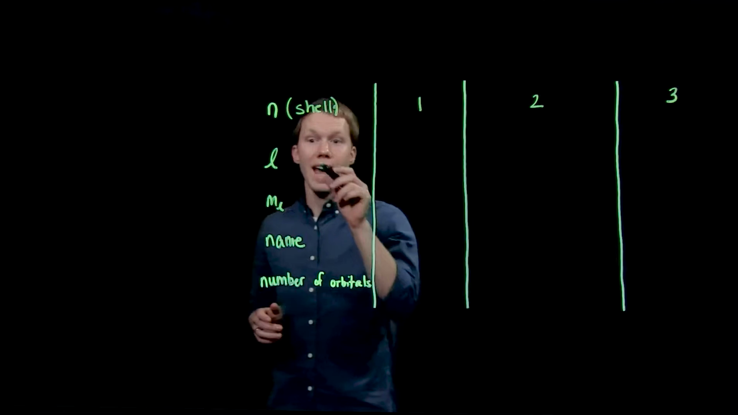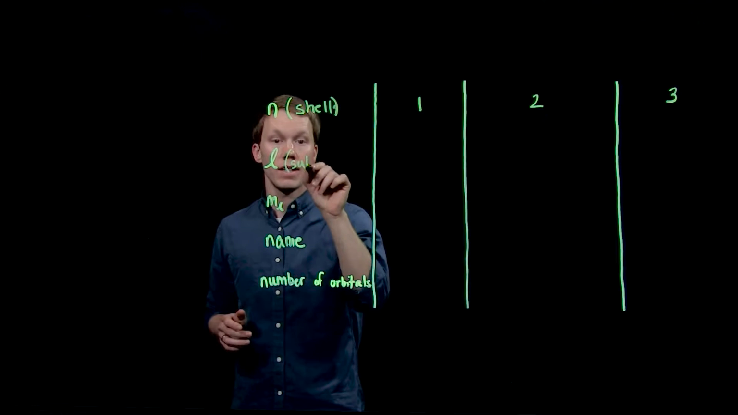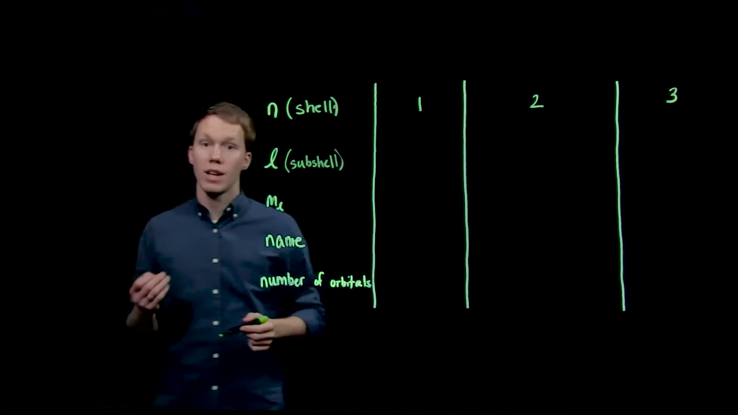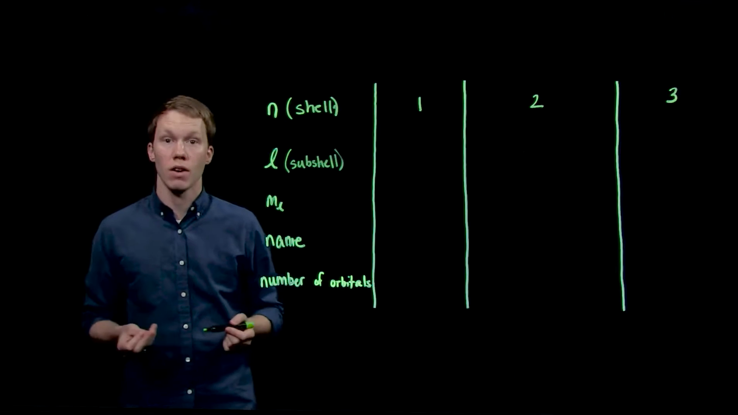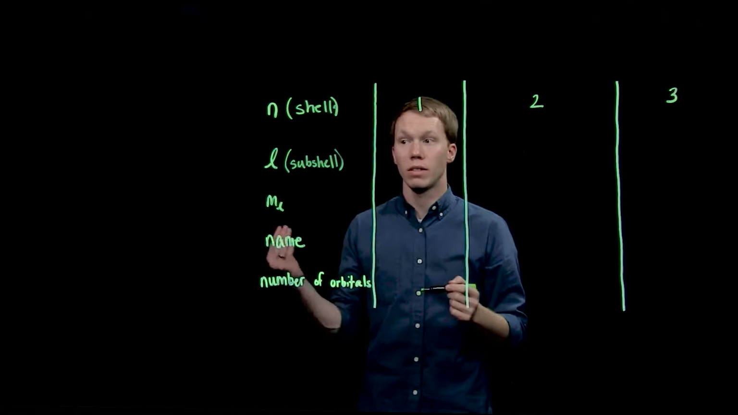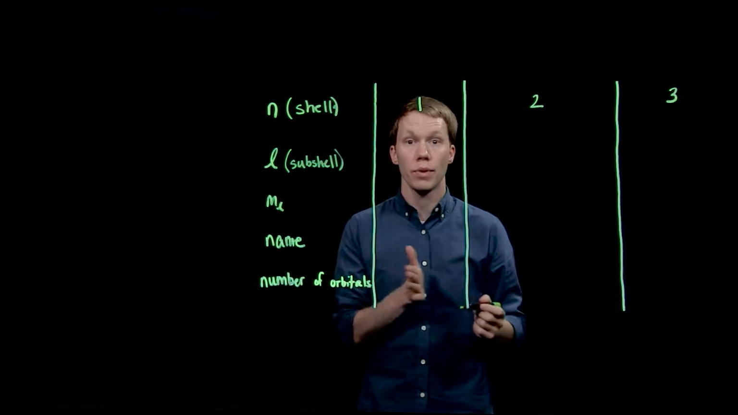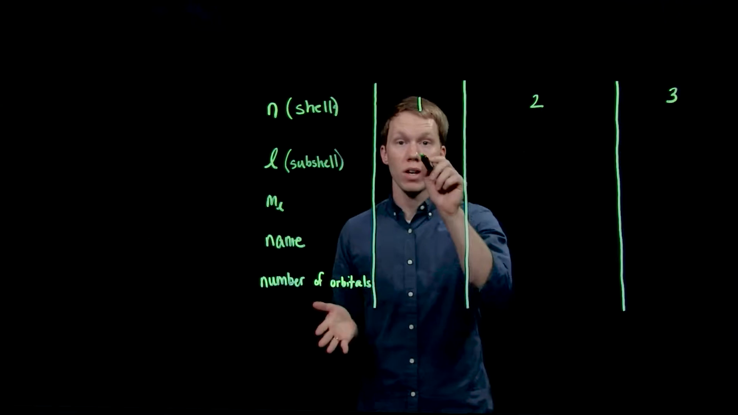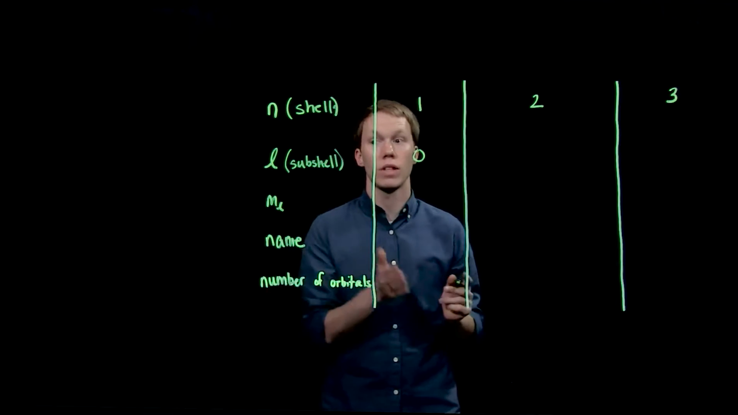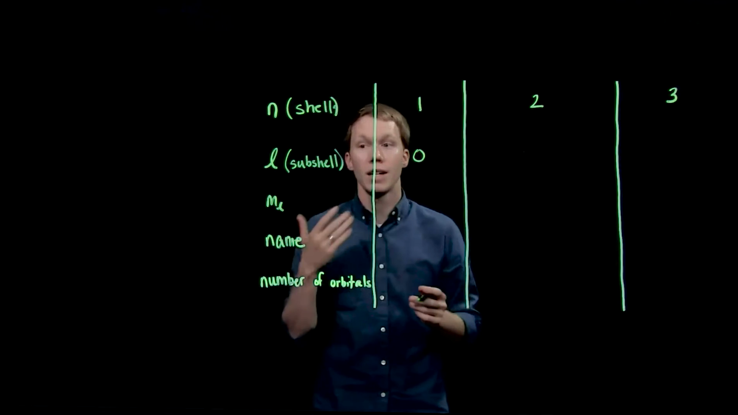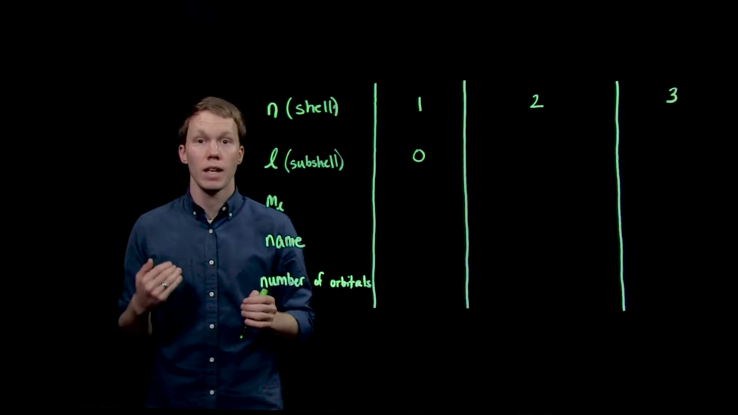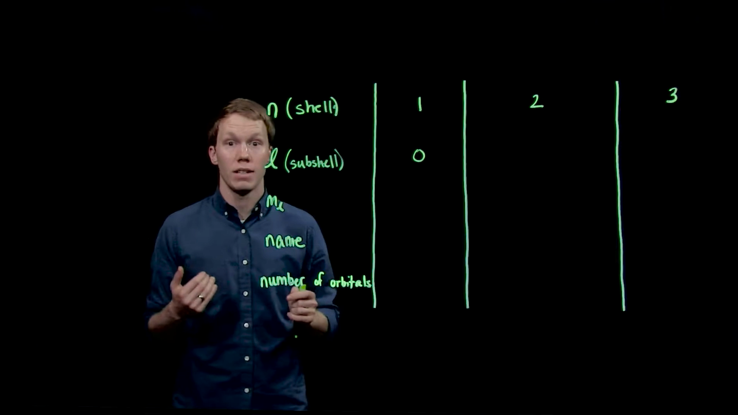When we go to L, this is defining the subshell, and the number of L values tells me the number of subshells there are. So for n equals 1, L would equal 0 through n minus 1. So we start at 0, and then we go to n minus 1. Well, 1 minus 1 is 0, so the only possible value for L is 0 here. So that tells me that I have one subshell in the n level.